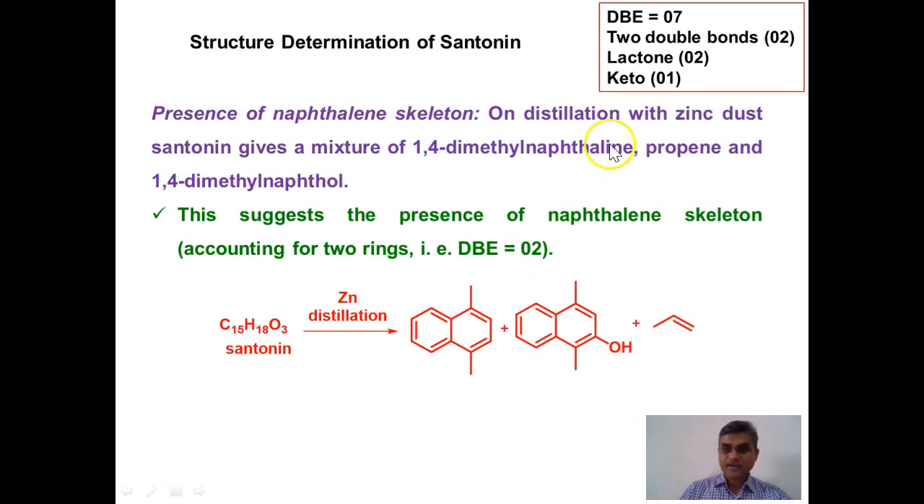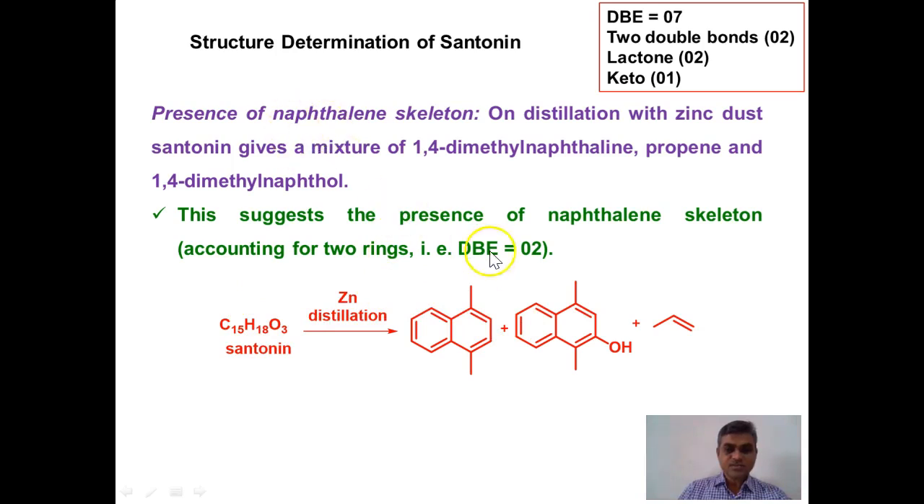So in this way, we have now reached these structural features of the Santonin molecule: the presence of two double bonds, and three oxygens in the form of a lactone as well as a ketone. Now it's time to accommodate these two double bonds, the lactone moiety, and the ketone, and for that we must get information about the skeleton of Santonin. For this we have a very interesting experiment.